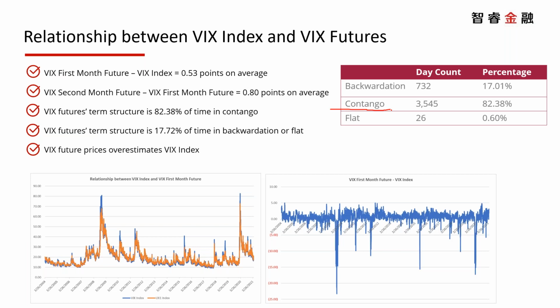So if you hold a long-term position in futures that have a contango term structure, you will incur extra loss due to such convergence. On average, the first month's VIX future is 0.5 points higher than the VIX index, and the second month's VIX future is about 0.8 points higher than the first month's future. In short, VIX futures prices overestimate the VIX index.